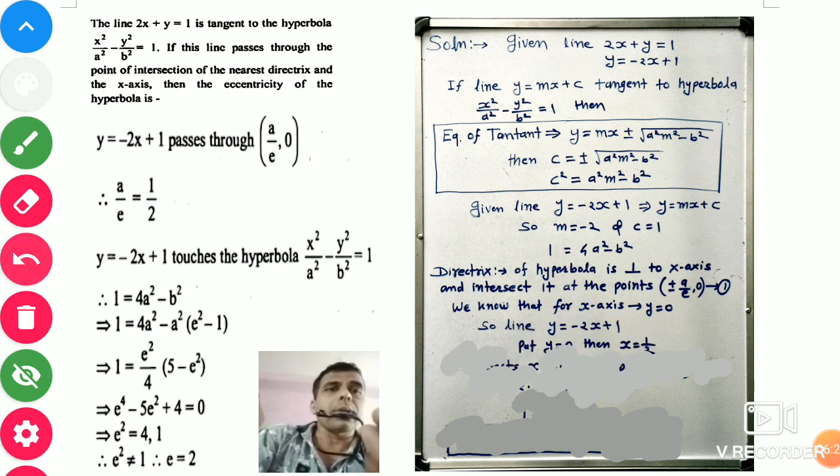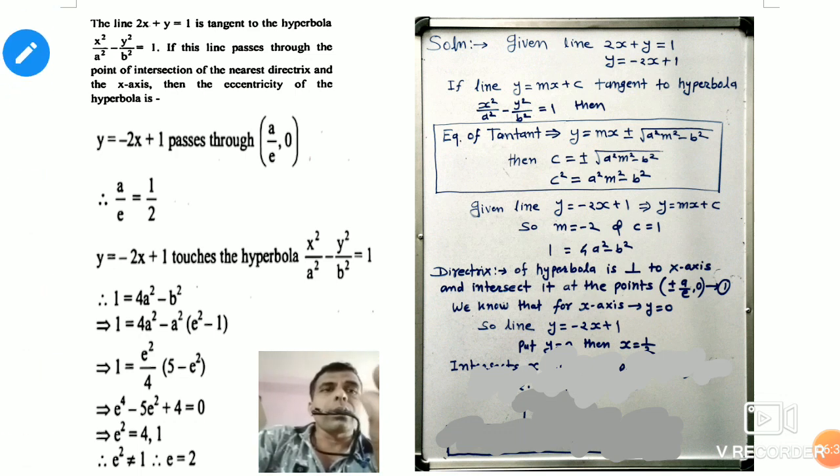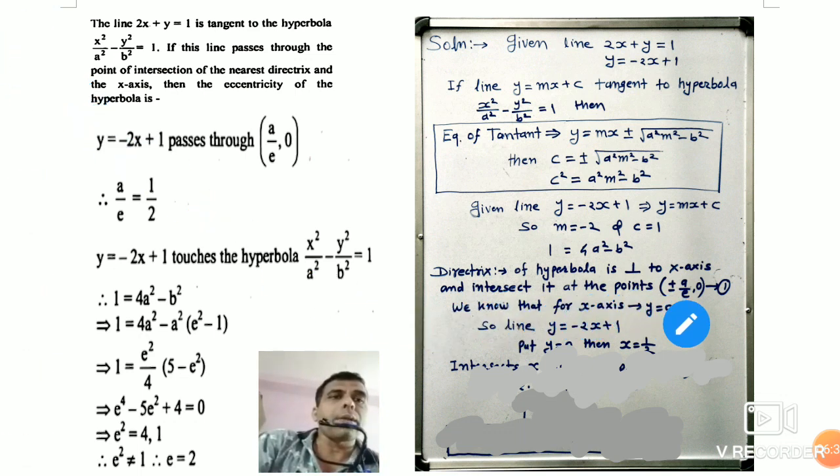Everything is given here. What is directrix? The directrix of a hyperbola is perpendicular to the x-axis and intersects it at the points plus minus a upon e, 0. This is the directrix. It intersects at 2 points, first a upon e, 0 and second minus a upon e, 0.